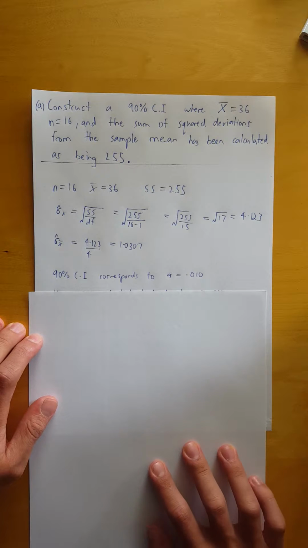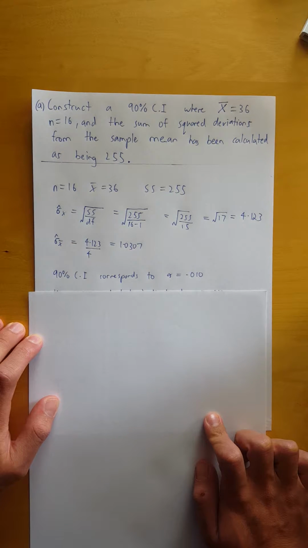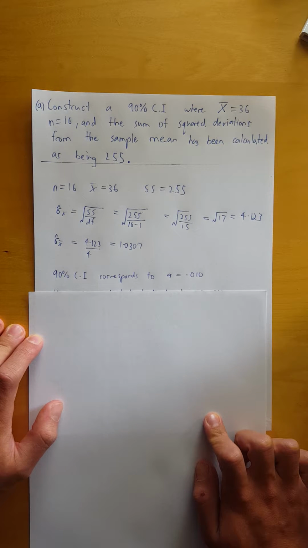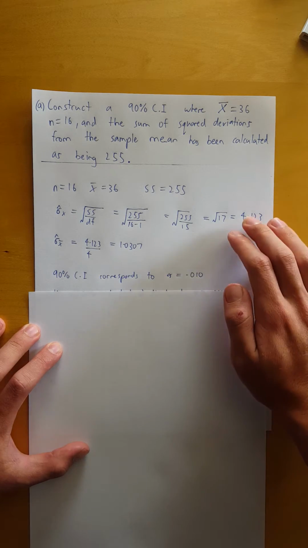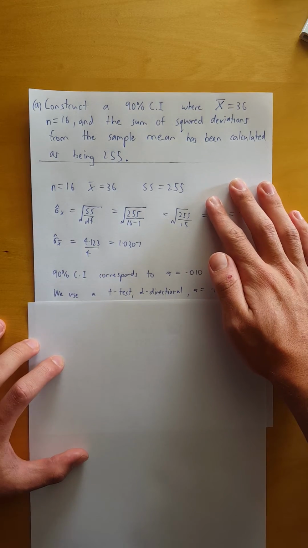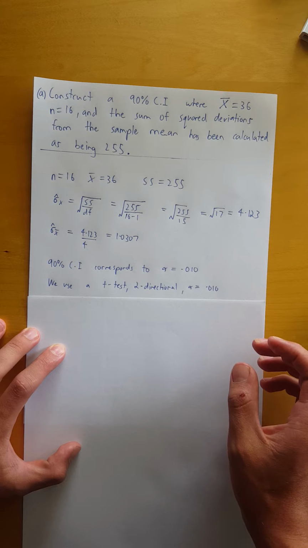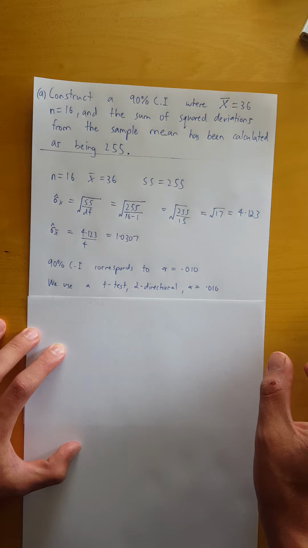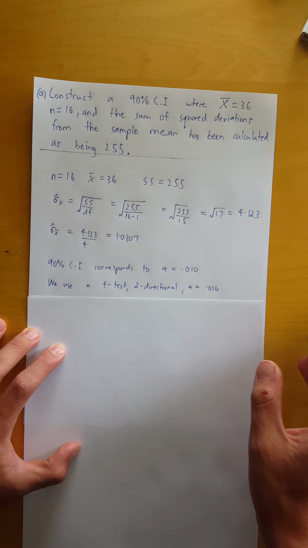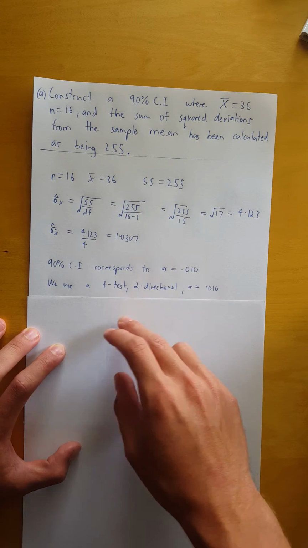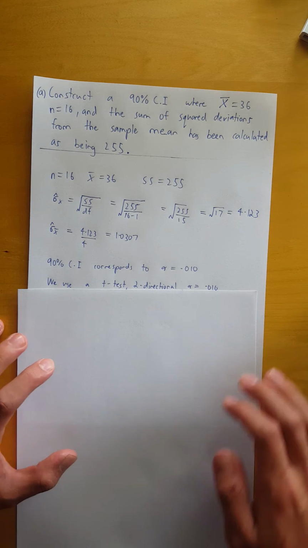So we're looking at a 90% confidence interval here, and that corresponds to an alpha value of 0.010. We need to know that number when we're looking at our data tables. Also, since we're estimating our values here, we'll be using t tables instead of z tables, because we're using t-tests. So you're using a t-test, two directional, because obviously it's a confidence interval, so part of the critical values will occur at both ends, and alpha equals 0.010.